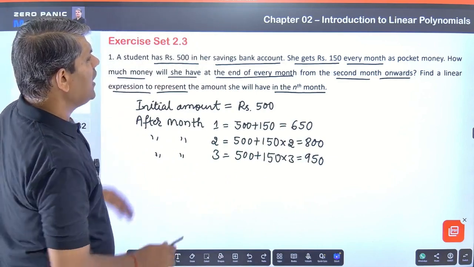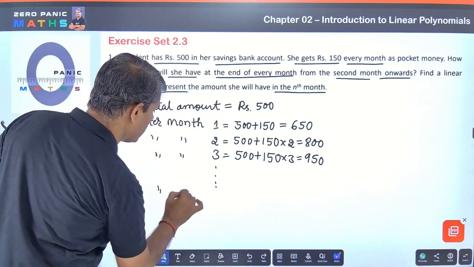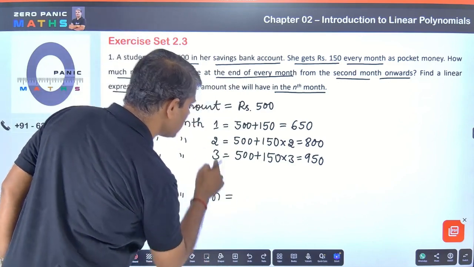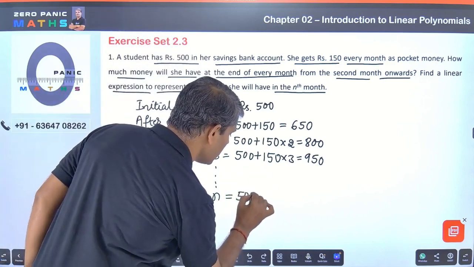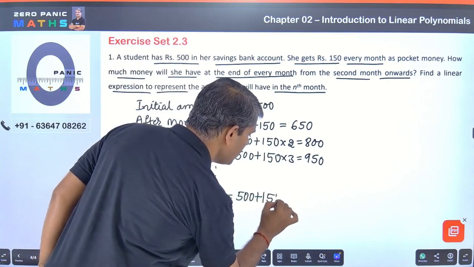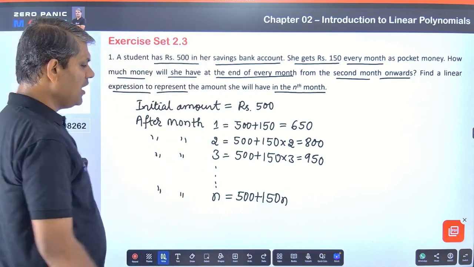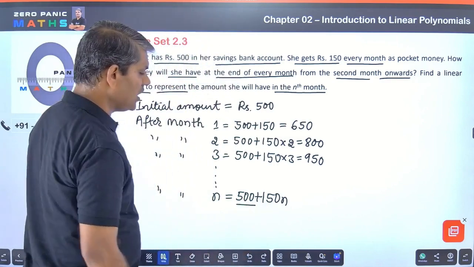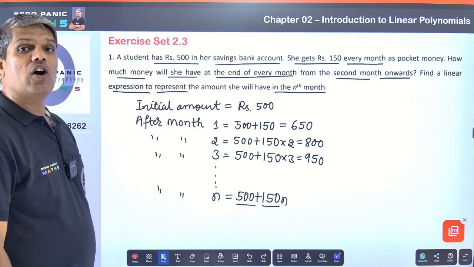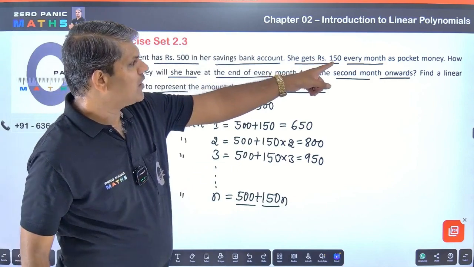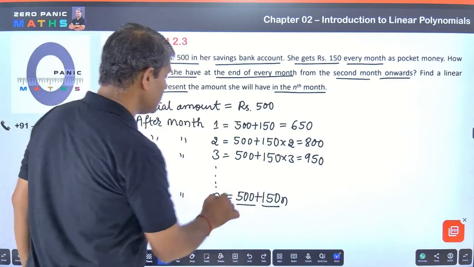So finally, at the nth month, if you continue in this format, in place of 1, 2, 3, 4, you just place n. The answer is 500 plus 150 n, where n is the month number, 500 is the initial amount and 150 is the constant increase, the every month pocket money. So this is the expression.